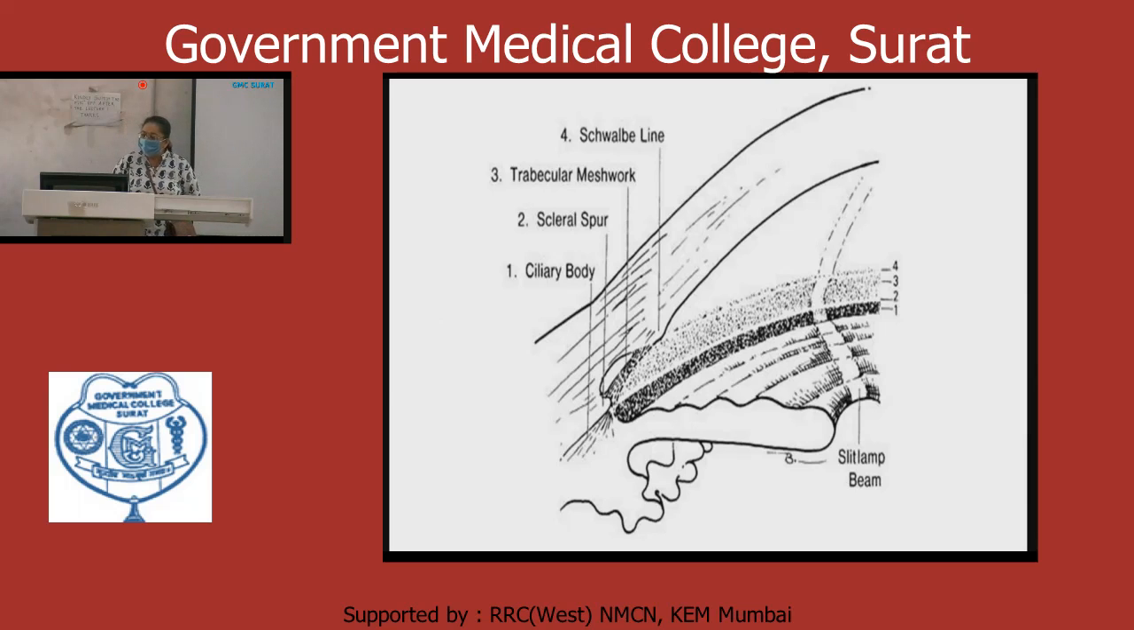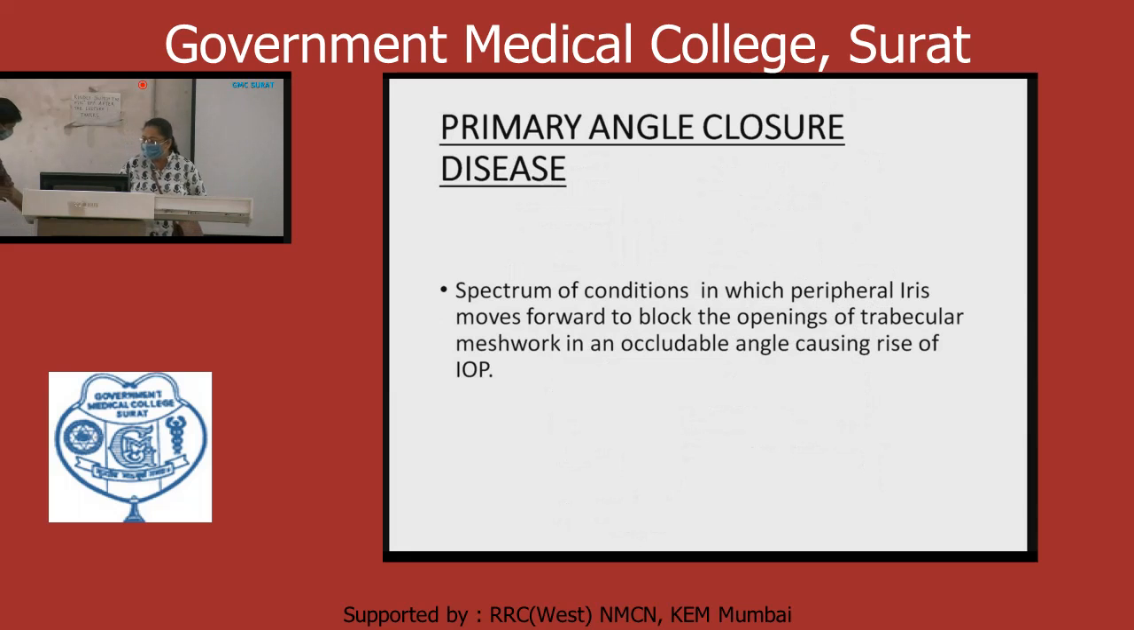Next slide. What is primary angle closure glaucoma? Everybody knows the definition of glaucoma. Glaucoma is a disease of optic nerve ischemia, which is diagnosed by field defects and optic nerve head changes, and IOP is a risk factor. So you have to monitor IOP, and also monitor these changes and the field changes.